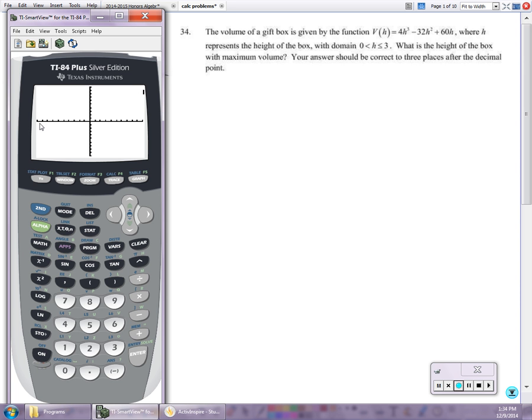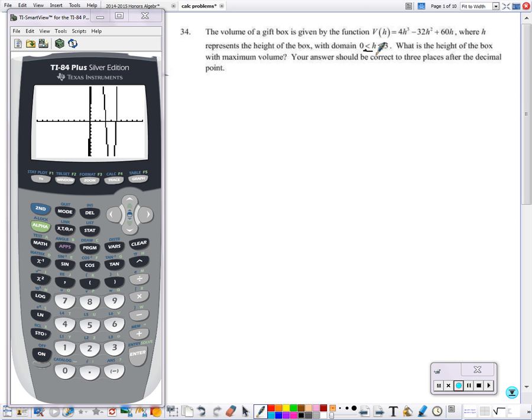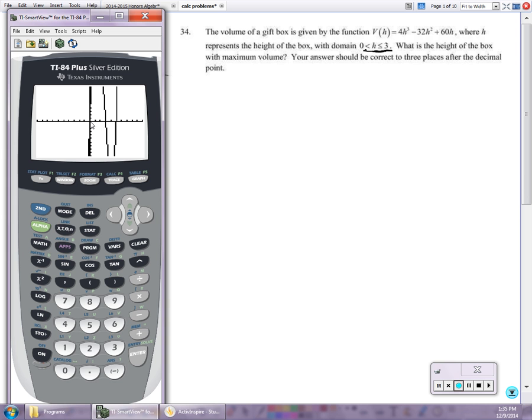Now the graph gives me a 10 by 10 window in every direction. But the problem says only look between 0 and 3. So I see here's 0, 1, 2, 3. And I want to know the maximum height, and that's up here off my screen. So I'm going to change my window. I'm going to look from -1 only to 4, since it says 0 to 3. And then for maximum height, I'm just going to change this to 20 and see if now I'm able to see the top of the graph.